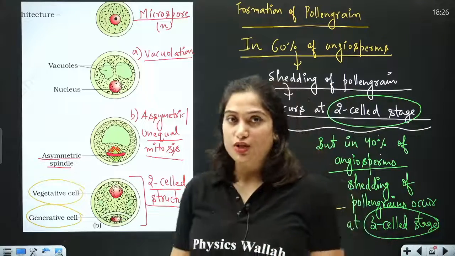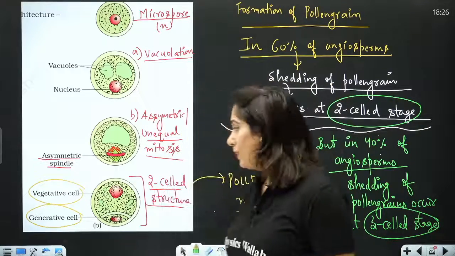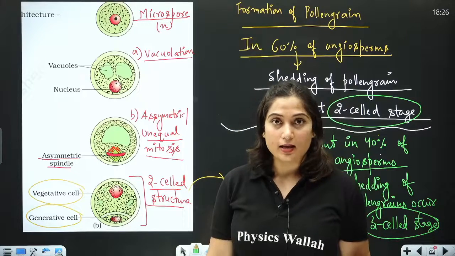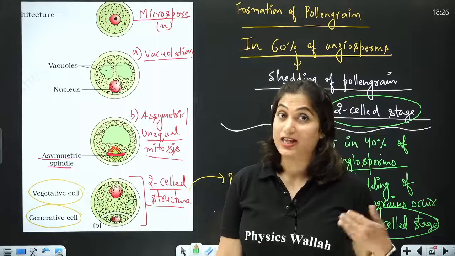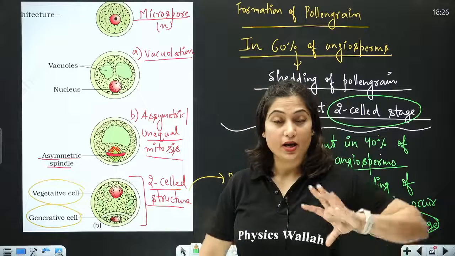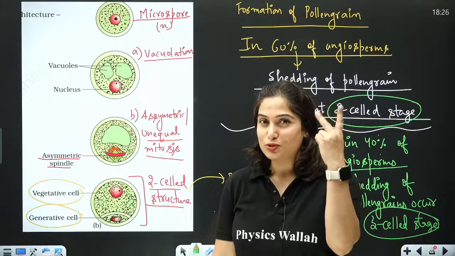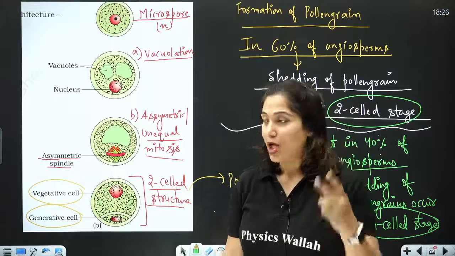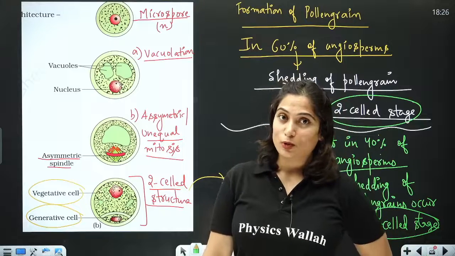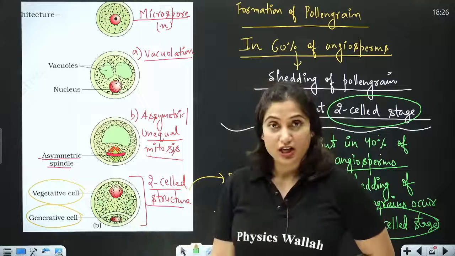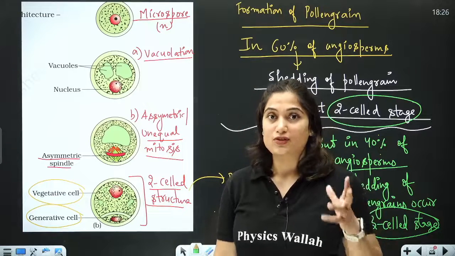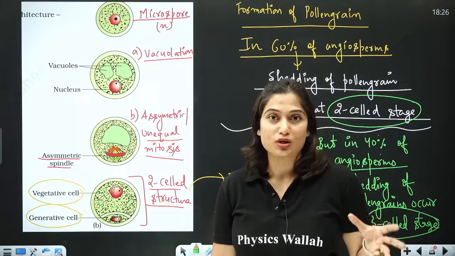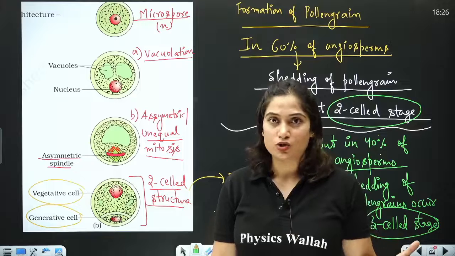Now, what is the meaning of three-cell stage? The generative cell again undergoes mitosis. When it undergoes mitosis, it forms two cells, and those two cells are called male gametes. So finally, how many cells will be there in the pollen grain? Three. One vegetative cell, and the generative cell has given rise to two male gametes. So ultimately, the pollen grain is going to be a three-celled structure in all the angiospermic plants.